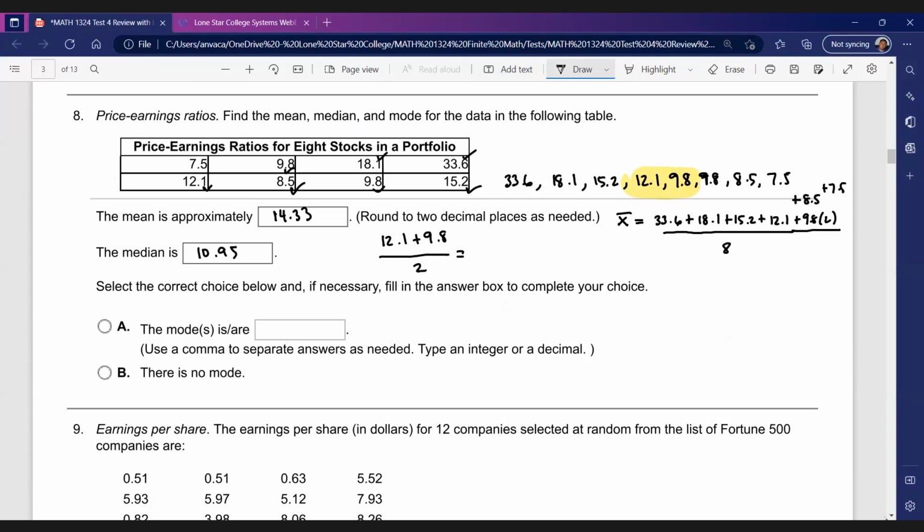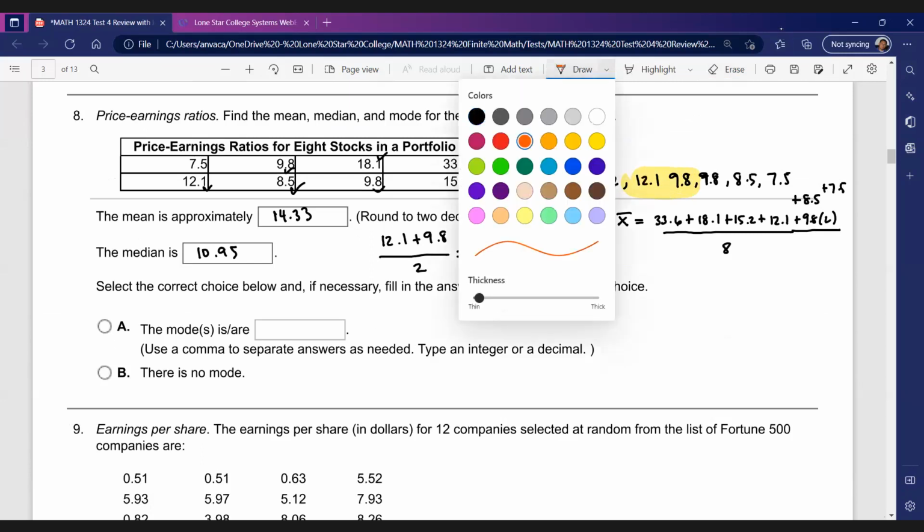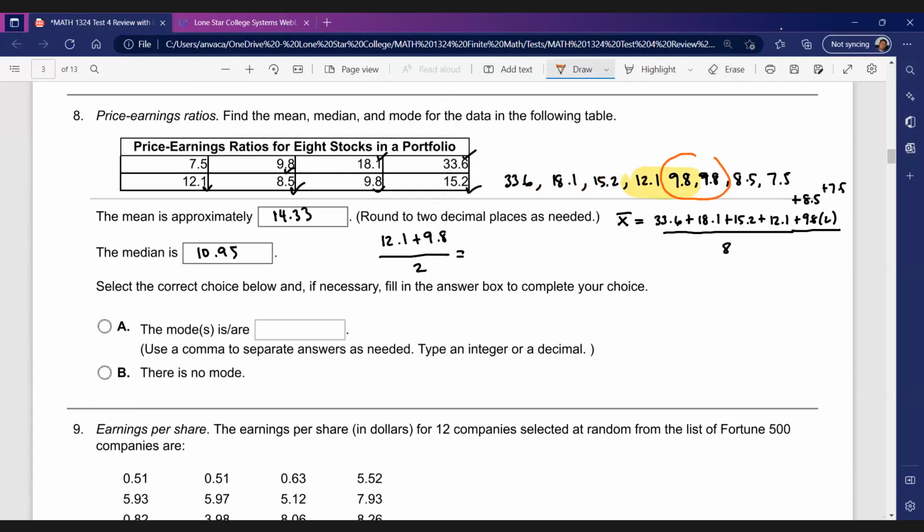If there is a mode, then that will be the score that is repeated the most. Oh no, that's not what I wanted to do, but is there an undo button? No, there is no undo. Okay, so that was, I believe, 12.1 and 9.8. I think I'm just going to circle them. And 9.8 is clearly repeated more than all the others. So therefore, there is a mode, and that mode happens to be 9.8.